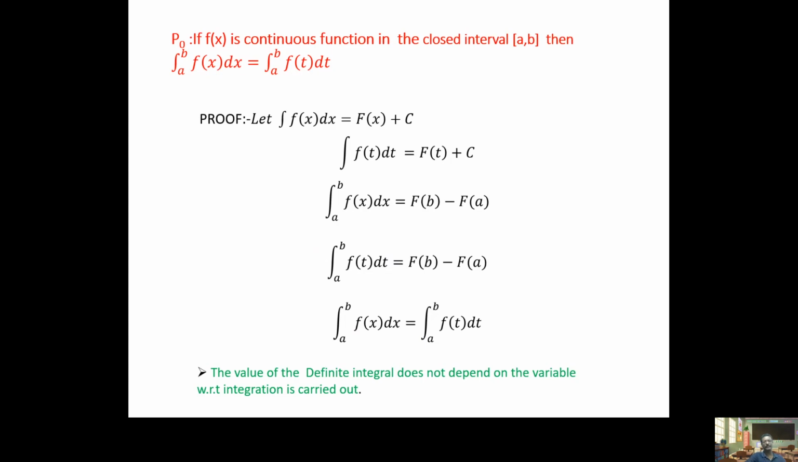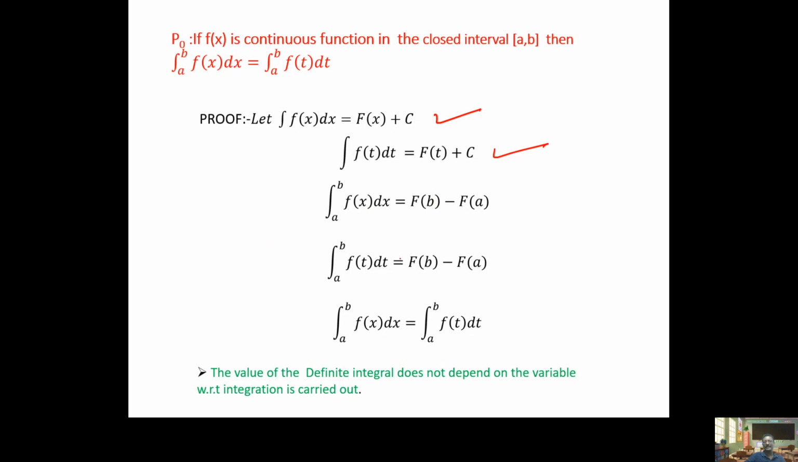First property we are proving. If f of x is a continuous function on closed interval [a, b], then integral a to b f of x dx is equal to integral a to b f of t dt. Let integral f of x dx be equal to capital F of x plus c. So what is integral f of t dt? Capital F of t plus c. So integral a to b f of x dx is equal to what? F of b minus F of a.